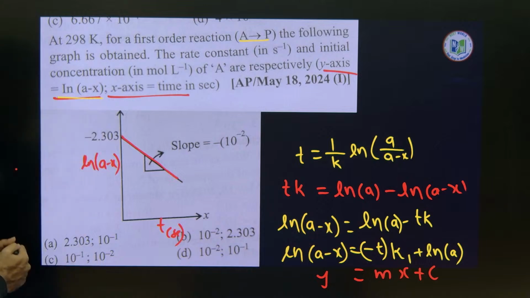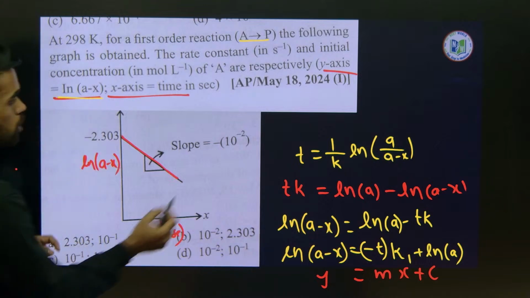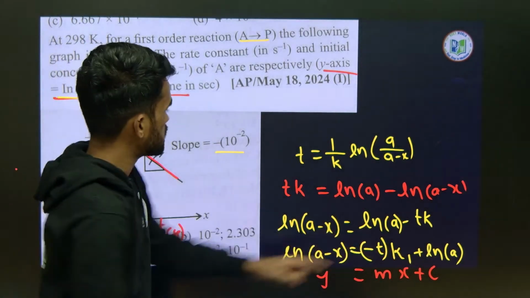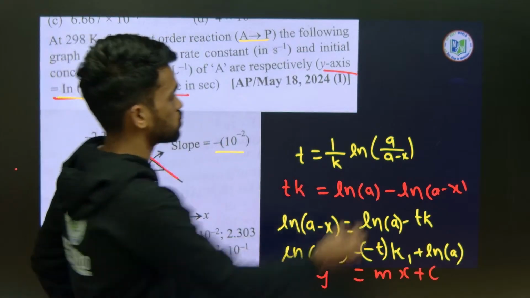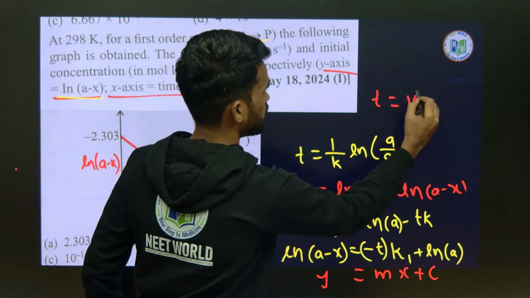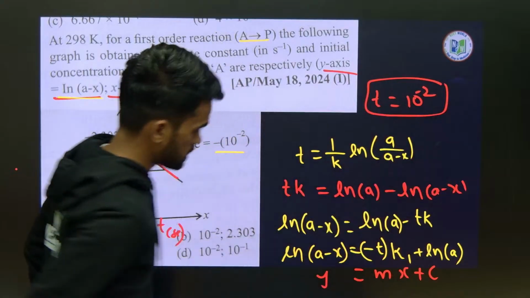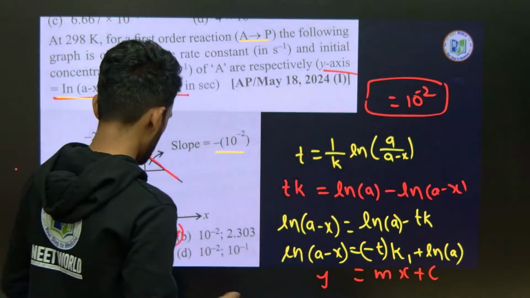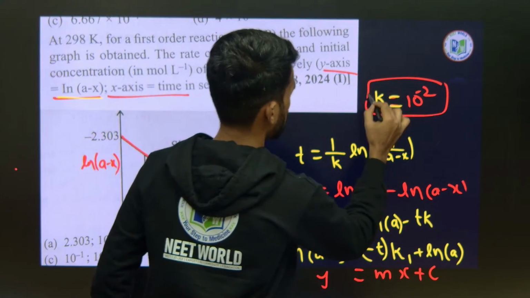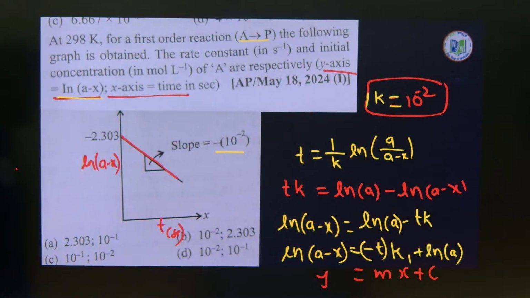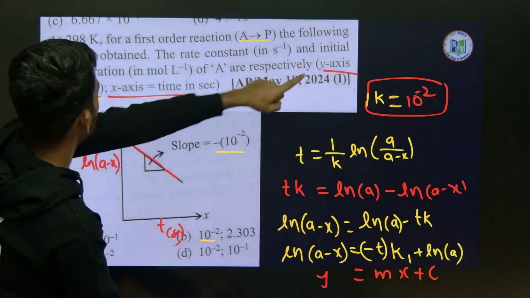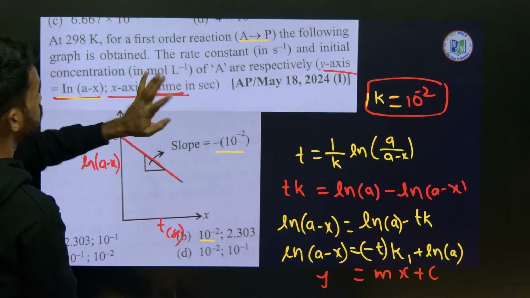Now what is the slope they have mentioned? Minus 10 power minus 2, that is minus k equals minus 10 power minus 2. So k equals 10 power minus 2, not time. Where do we have 10 power minus 2? Here, and time is in seconds.